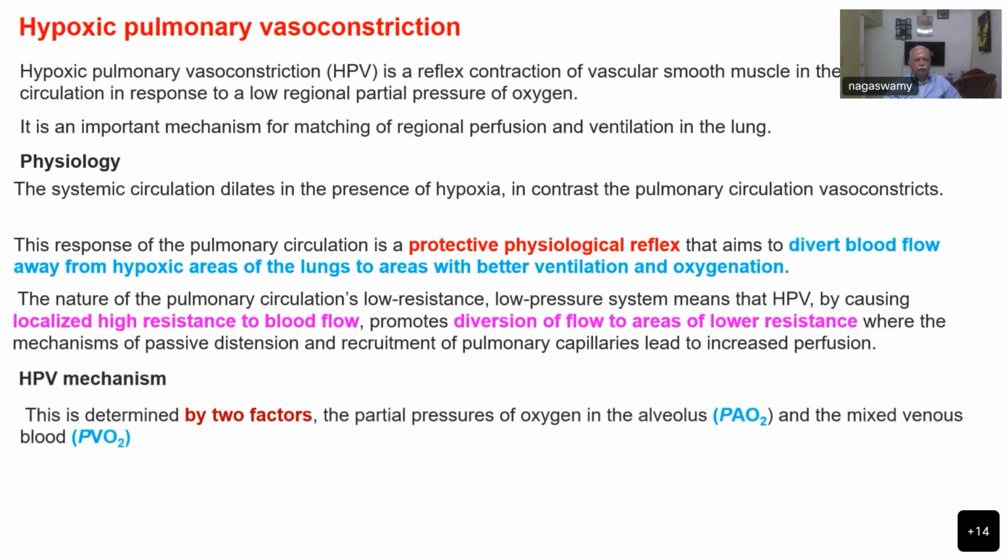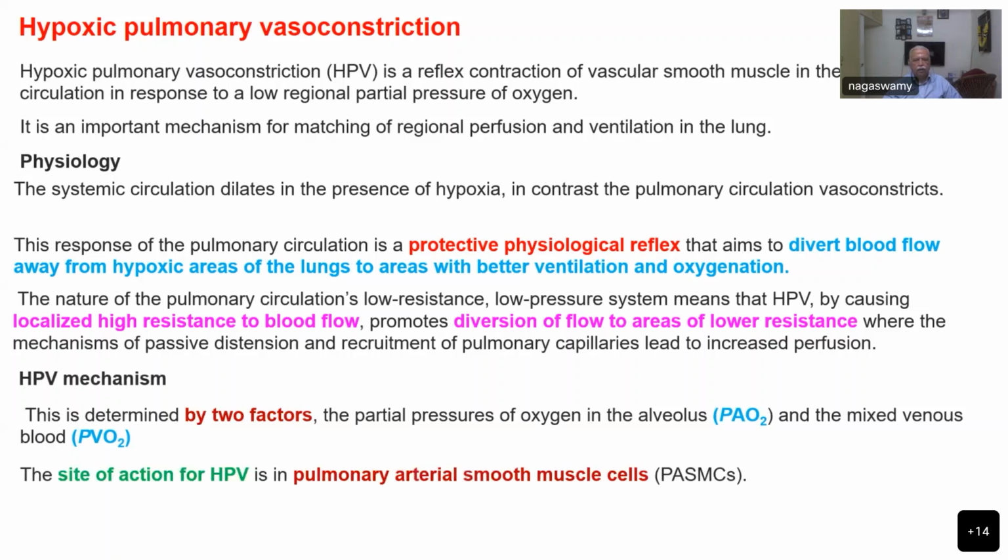Now, what is the mechanism? There are two factors. One is oxygen in the alveoli is low, and also the mixed venous blood oxygen is low. So there is a reduction in partial pressure in both the alveolar and mixed venous. And the site of action, as Mohit correctly said, is the pulmonary arterial smooth muscle cells. The vessels are supplied with smooth muscles, which can contract and relax to adjust the lumen size of these vessels. So these pulmonary arterial smooth muscles are made to constrict so that the vessel will collapse.